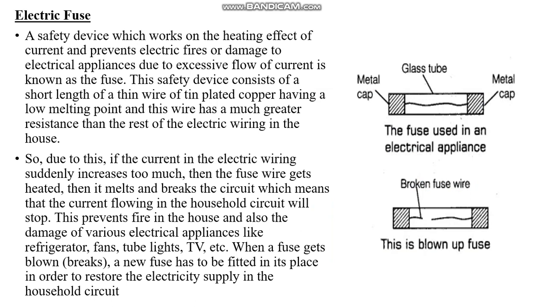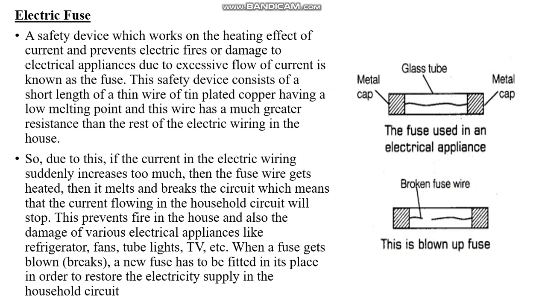This electric fuse consists of a wire made of a metal or an alloy which has a low melting point. As a result, the wire breaks easily as the high current passes through it. This safety device consists of a short length of tin plated copper wire having a low melting point, and this wire has much greater resistance than the rest of the wiring in the house.